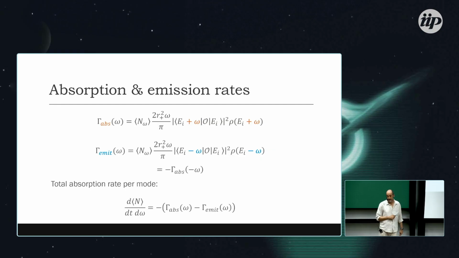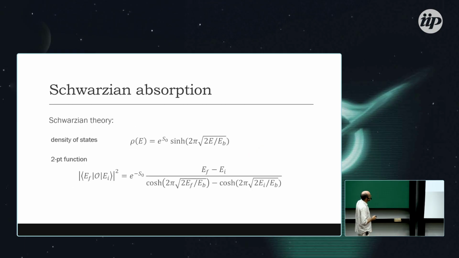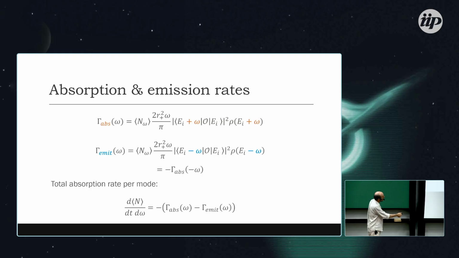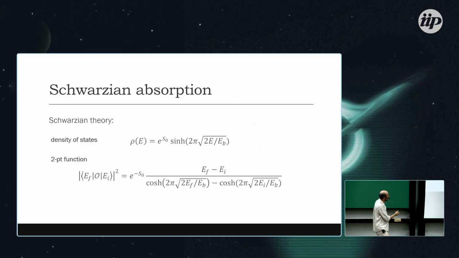So you have to subtract that. You have to take both into account. Once you've done this, where do you get these factors from? These factors are given by the Schwarzian theory. This is something that people have computed over the last few years.